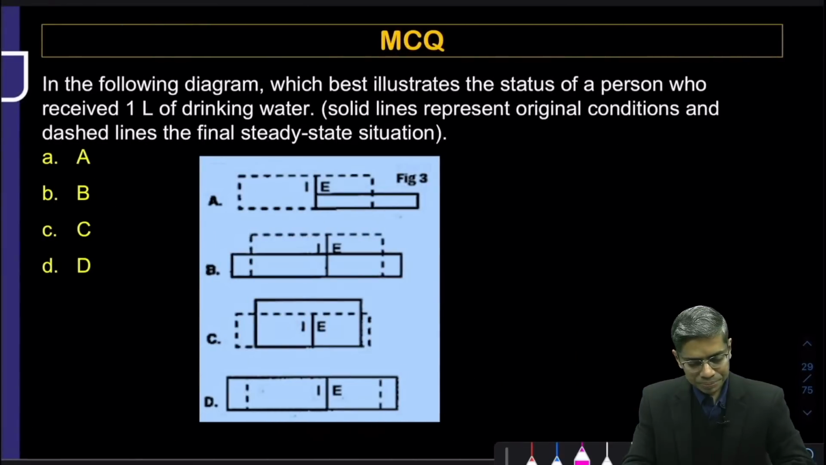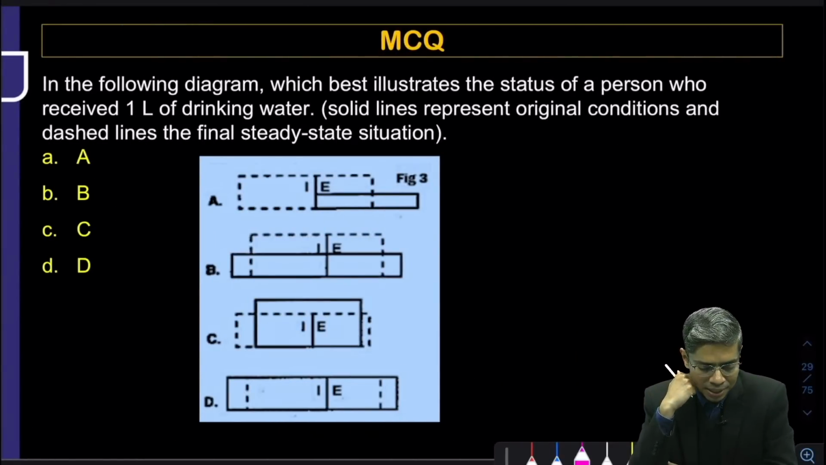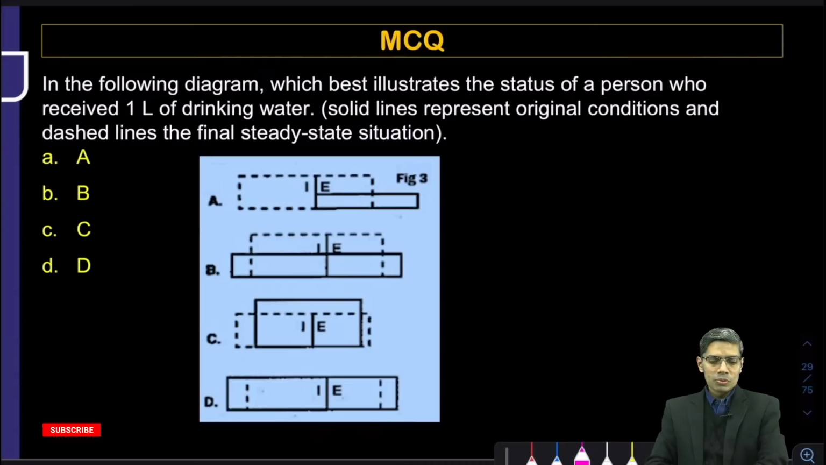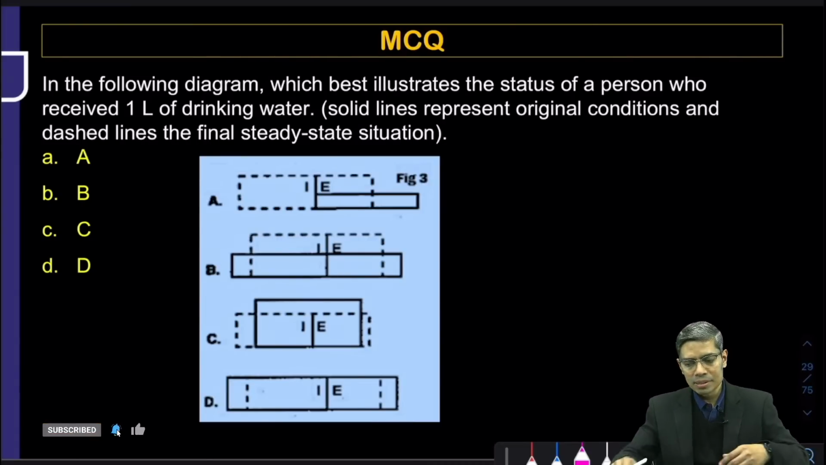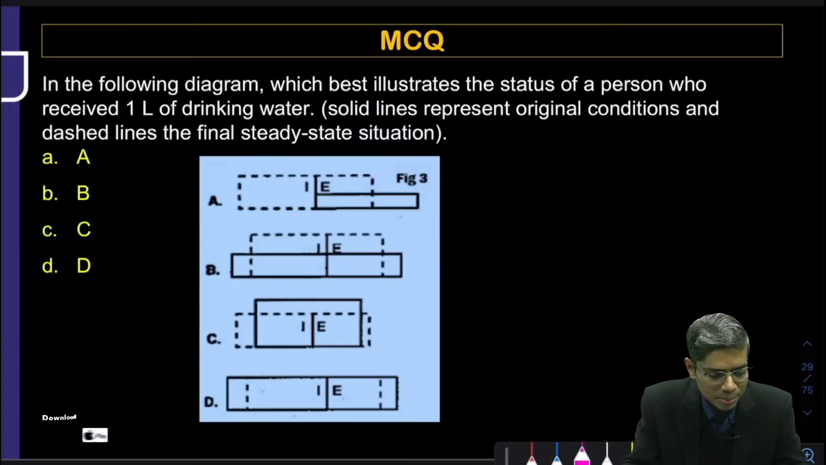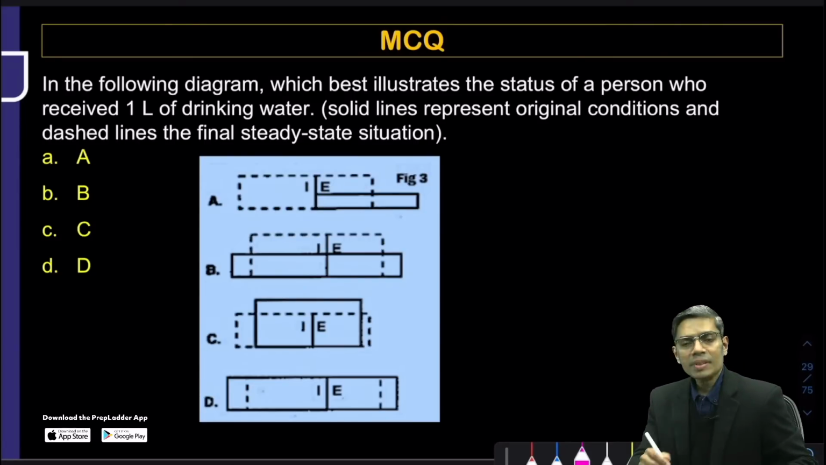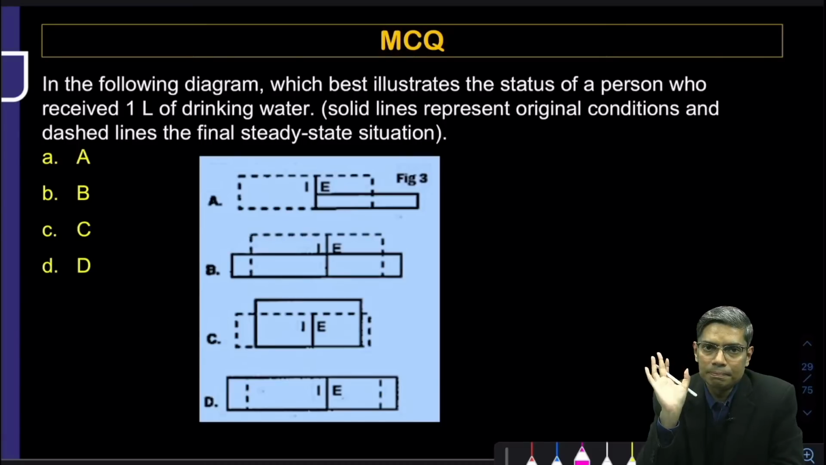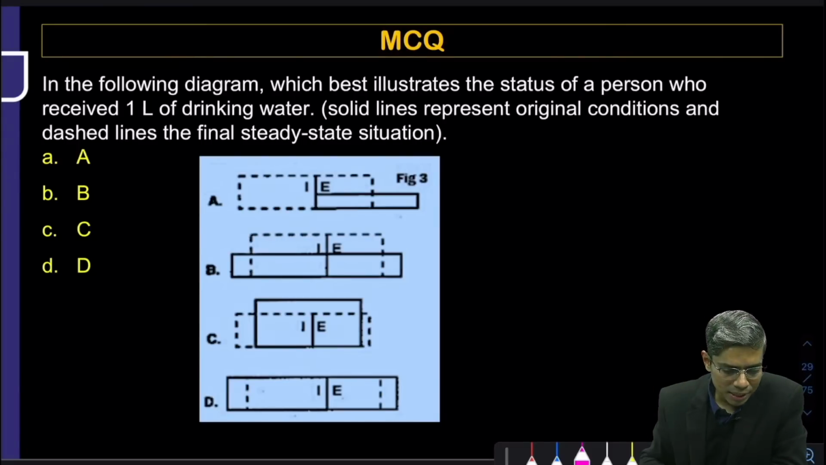Chalo, next question. In the following diagram, which best illustrates the state of a person who receives 1 liter of drinking water? 1 liter of drinking water. Which of the following is the best? So this diagram which has been given here, okay, this is known as the Darrow-Yannet diagram, DY diagram.